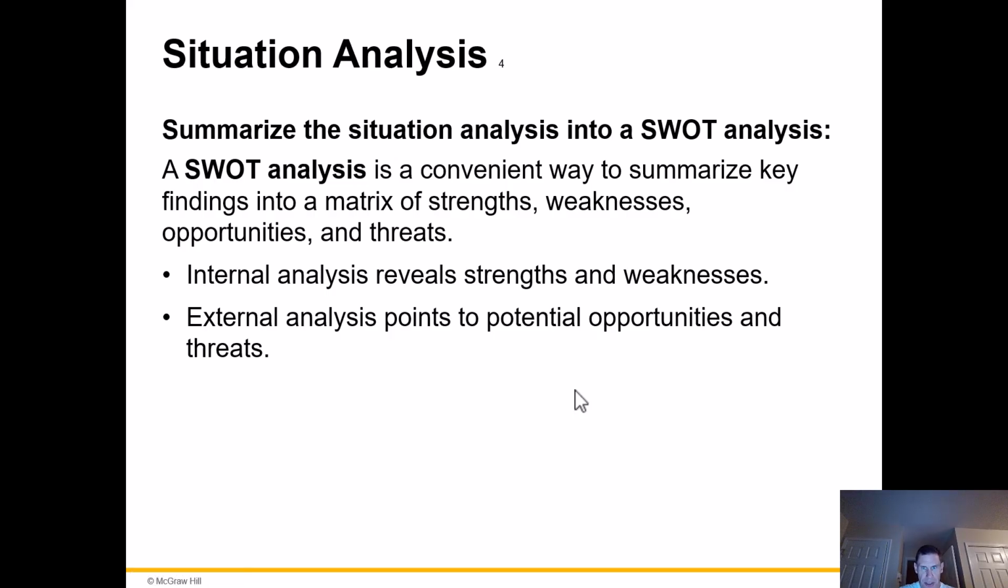We summarize the situation analysis into what's called a SWOT analysis. That, of course, stands for strengths, weaknesses, opportunities, and threats. Now, a SWOT analysis is a convenient way to summarize key findings into a matrix of strengths, weaknesses, opportunities, and threats, as we just said. Internal analysis reveals strengths and weaknesses, so those are internal to the company. And then external analysis outside of the firm points to potential opportunities and threats.